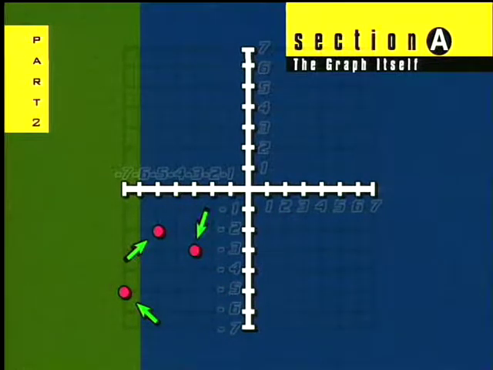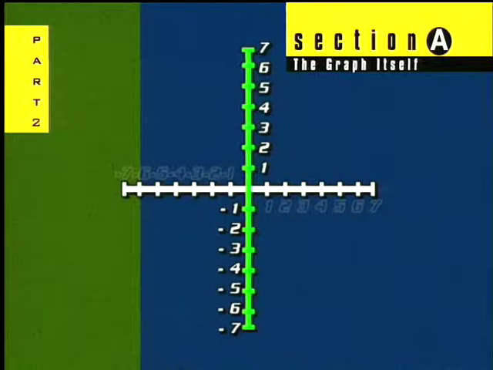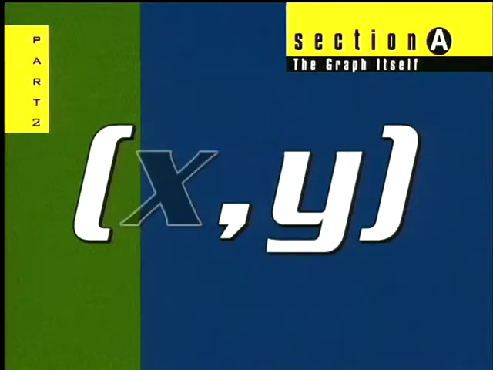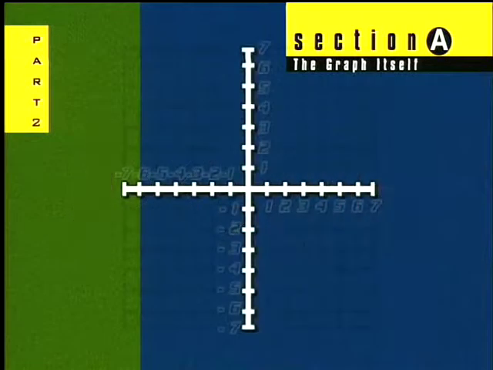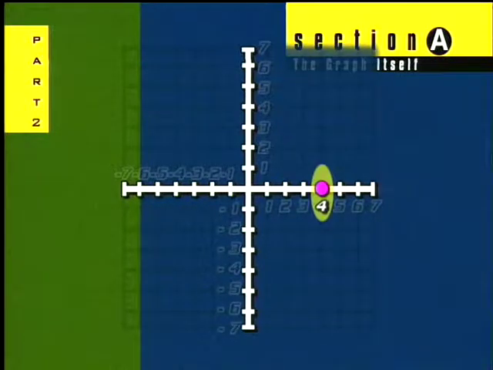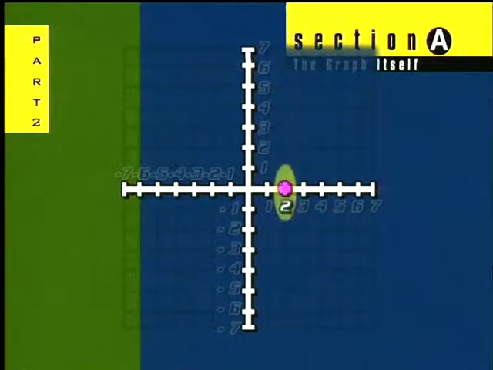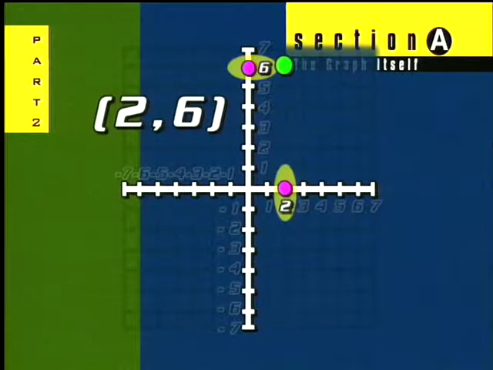So, each point on a graph has a set of coordinates. We say that a point has an x-coordinate and a y-coordinate. The coordinates are written like this, in parentheses, with the x-coordinate first and then the y-coordinate. So, if we had the coordinates of a given point that were 4 on the x-axis and 7 on the y-axis, we'd write them like this. Likewise, if we had 2 on the x-axis and 6 on the y-axis, we'd write them like this.